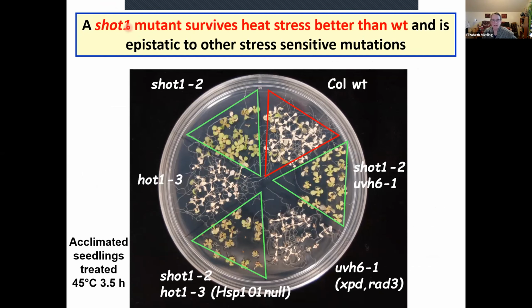how to show you that SHOT1 survives heat stress better than wild type and is epistatic to other stress sensitive mutations. And so you see that here. Here's SHOT1 surviving heat stress much better than wild type. Here you can see that it suppresses the HSP101 mutant, but we also found it suppresses other heat-sensitive mutants such as UVH6, which is involved in DNA repair. So somehow SHOT1 is able to overcome the heat stress effects that cause damage to wild type and also to HSP101.